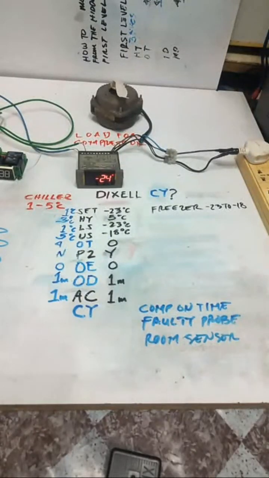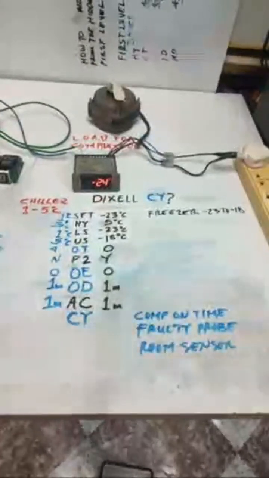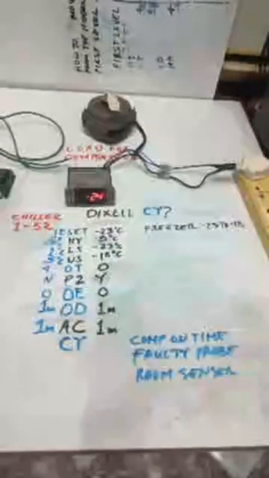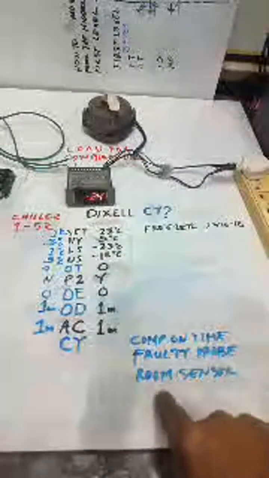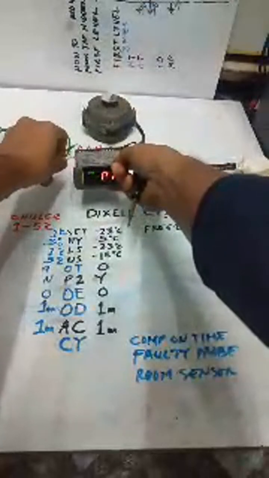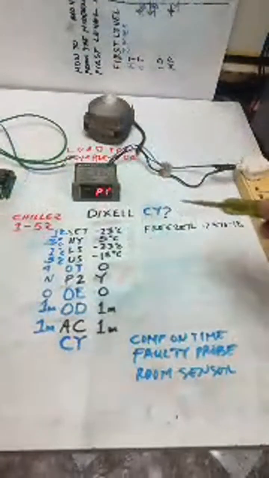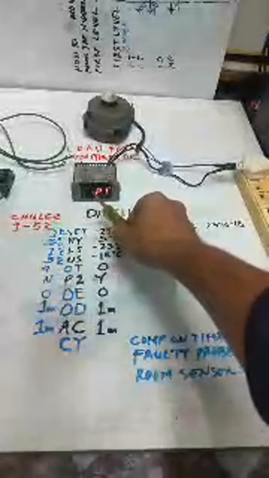My internet lags again, but don't worry, I have a backup data for that. Let's try to trigger the probe fault, and to do that I'm going to disengage one terminal of the sensor, and that is the room. And look what is going to happen, guys. A P1 appears, and the temperature currently in the display is negative 23.